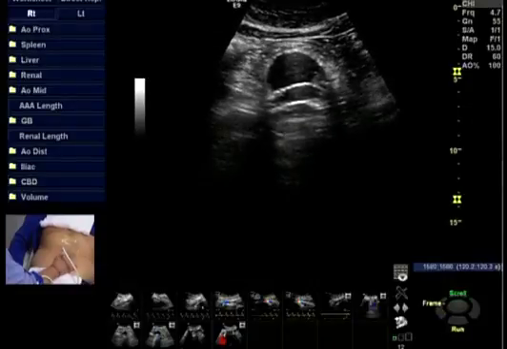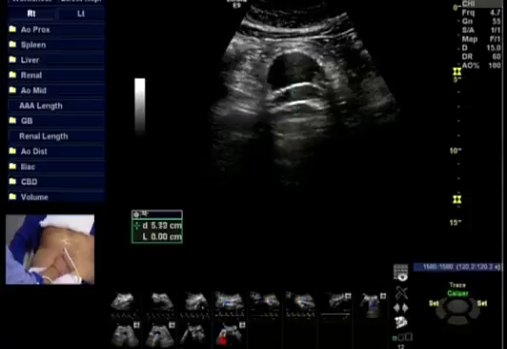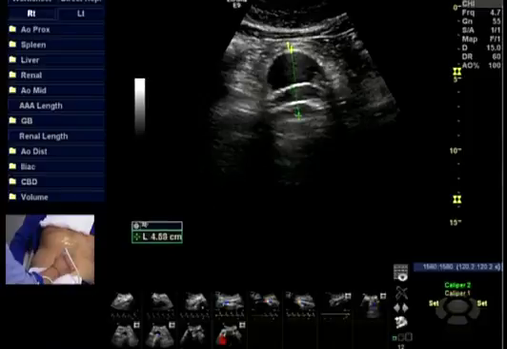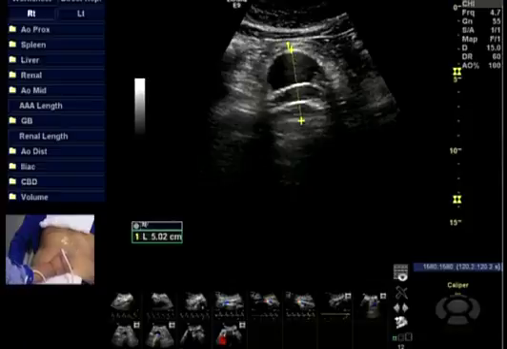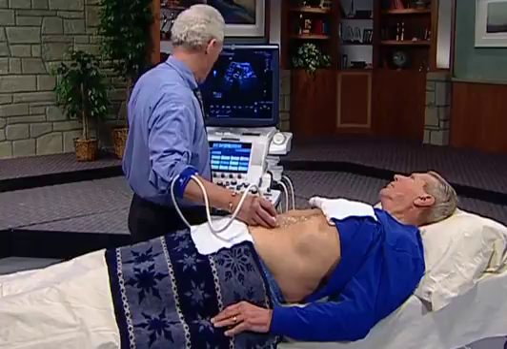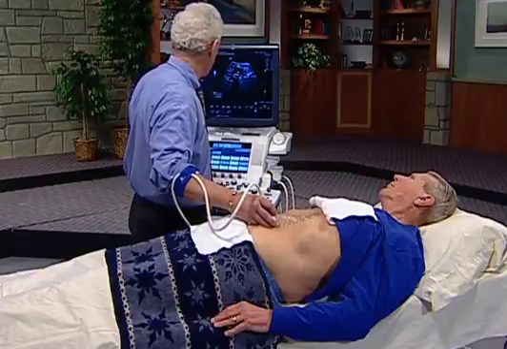Once you have the image you're satisfied with, freeze that image, go into your measurement mode, and remember we're measuring from outer wall to outer wall, placing the cursor as best I can perpendicular to the direction of flow and the lumen in this case. Measuring that, we would record that dimension of 5 centimeters, which is slightly smaller than the CT scan measured preoperative size.